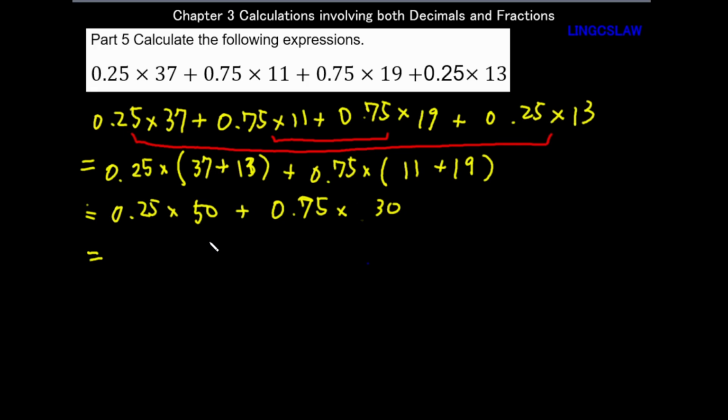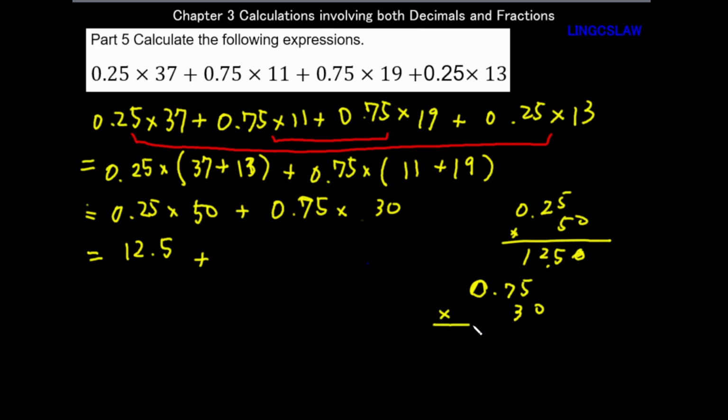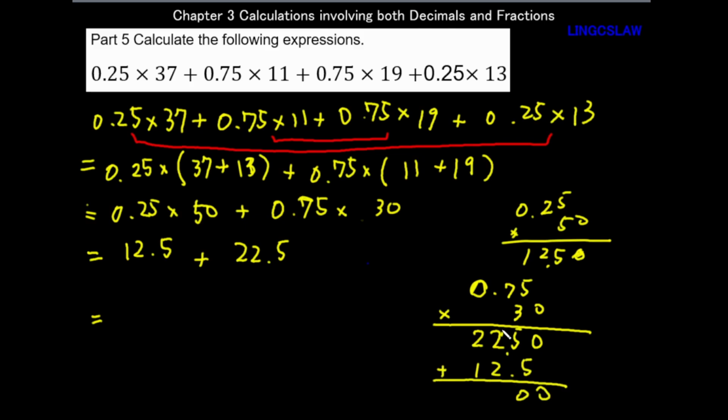Now let's calculate the numbers. 0.25 times 50 equals 12.5, plus 0.75 times 30 equals 22.5. 3 times 7, 21. 12.5 plus 22.5 equals 35. Okay, so the answer is 35.